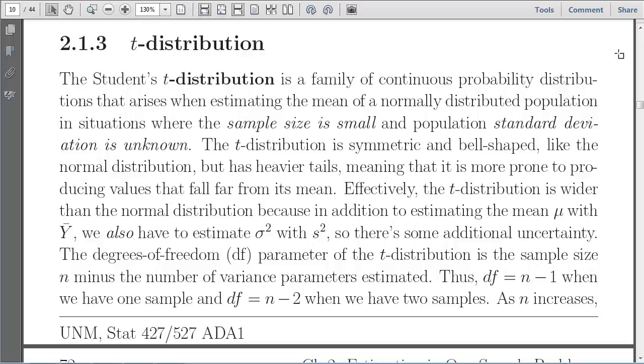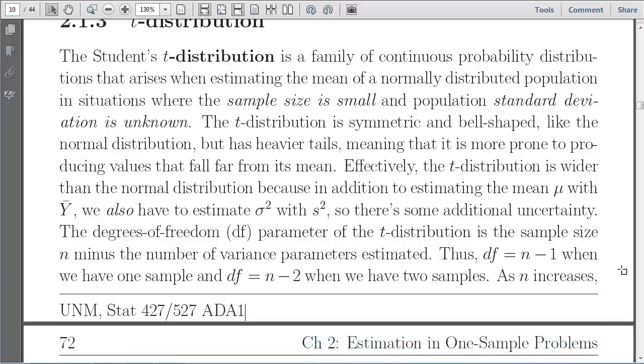The t-distribution is basically wider than the normal distribution, and the width of it depends on the sample size. So it has a parameter called the degrees of freedom, which is 1 fewer than the sample size n. So if you took a sample of size 30, then our degrees of freedom would be 29. All right.